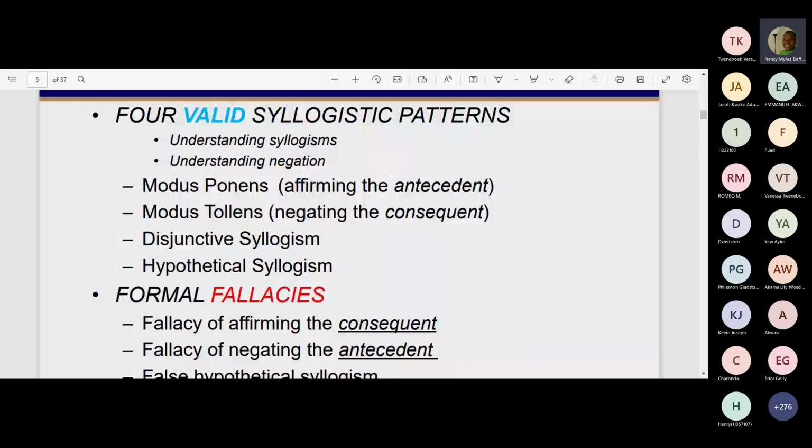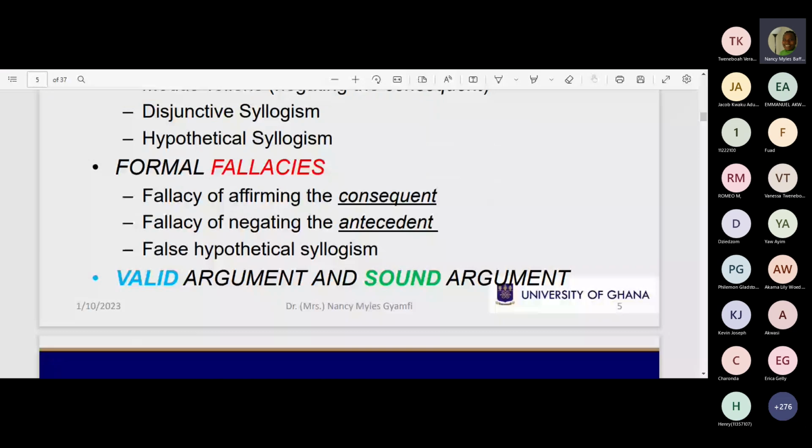Then, see what else is on our menu for Unit 6 on deduction versus induction. You will now learn some formal fallacies. The word fallacy is not something to be proud of, so take note.